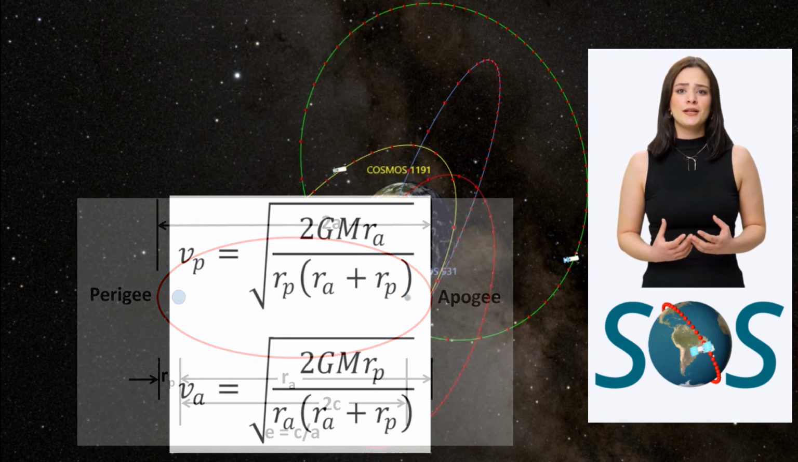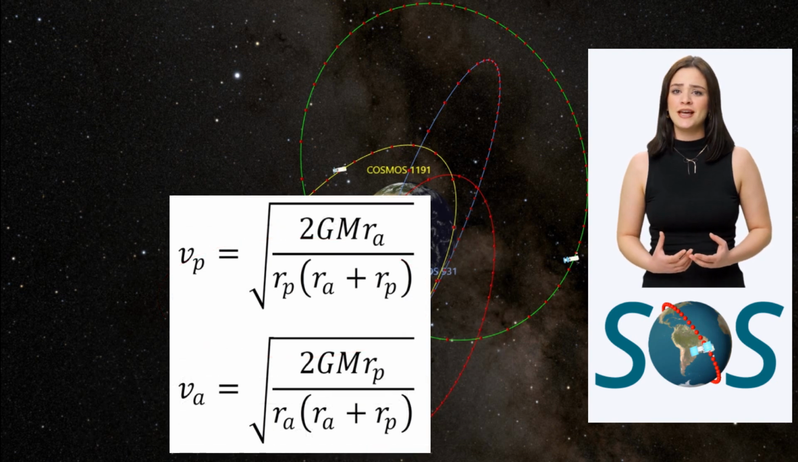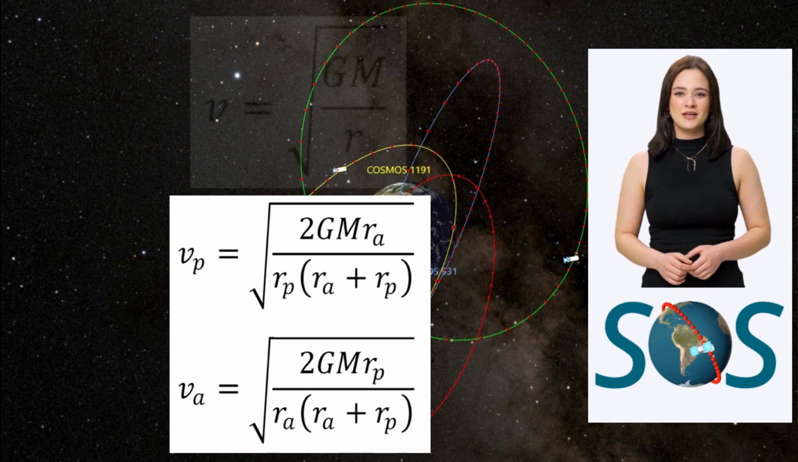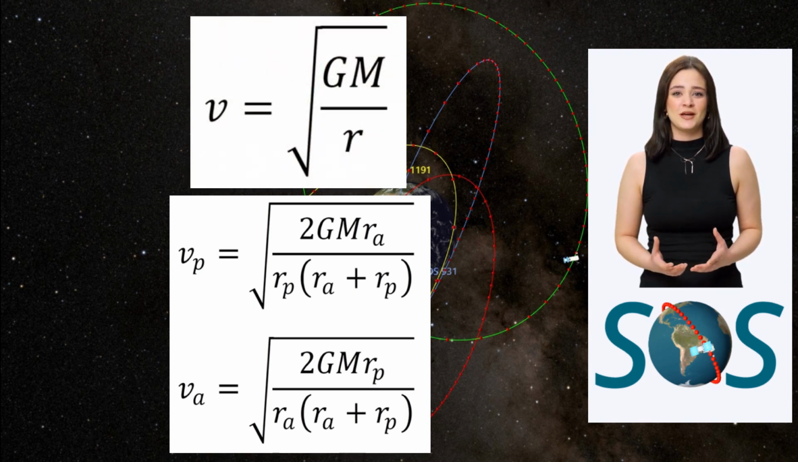If you want to calculate satellite speeds at apogee and perigee, you can use the two equations you now see. Compare these velocities to that of a satellite in circular orbit, which I now show.